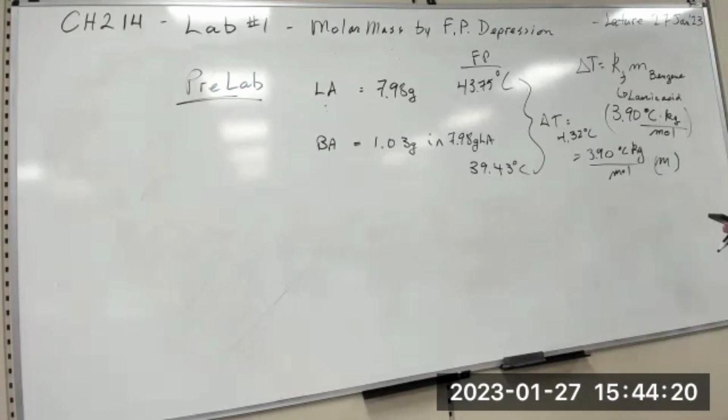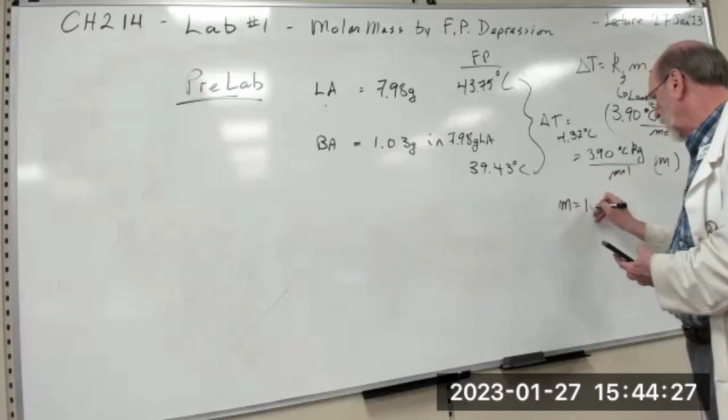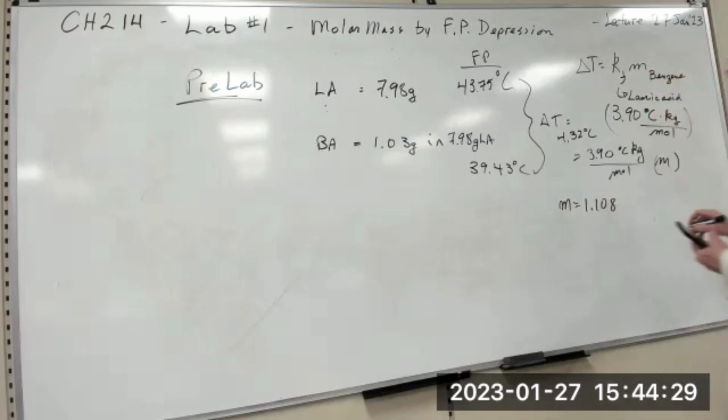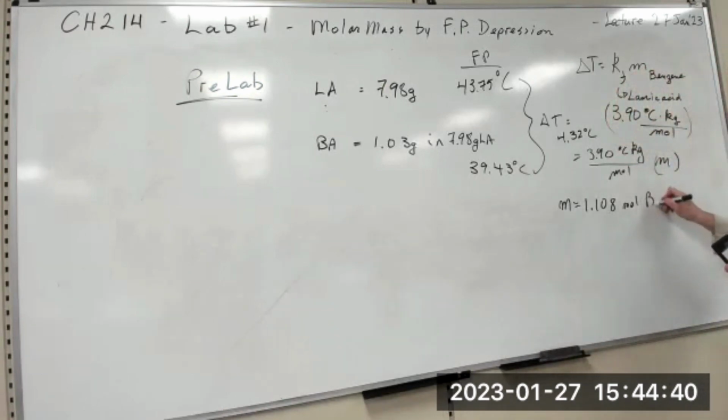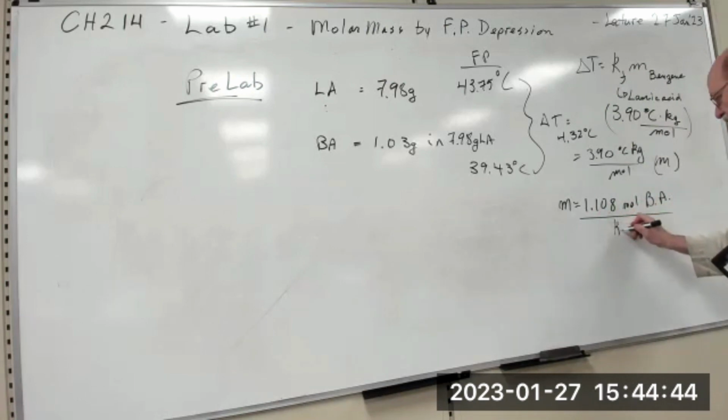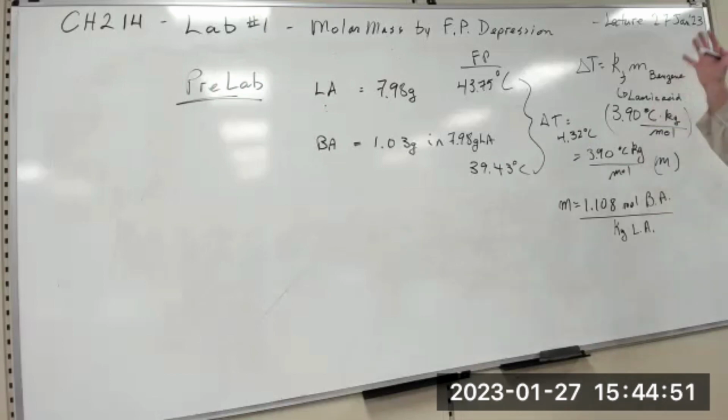3.9, 1.108. Molality equals 1.108, and molality is moles of benzoic acid per kilogram of lauric acid. There you go. That's the molality of our solution based on this data.